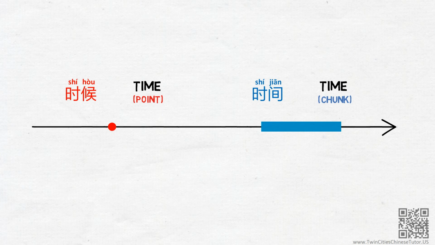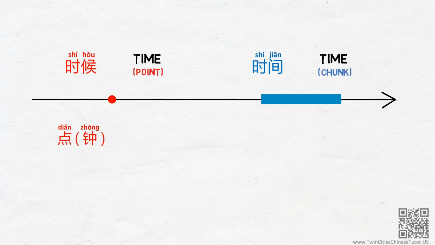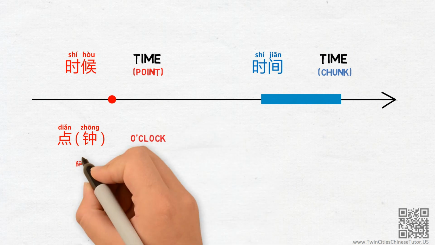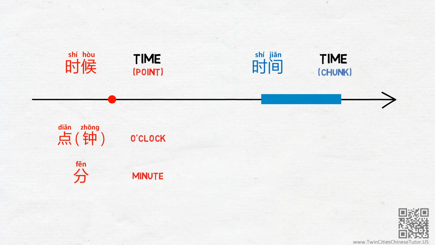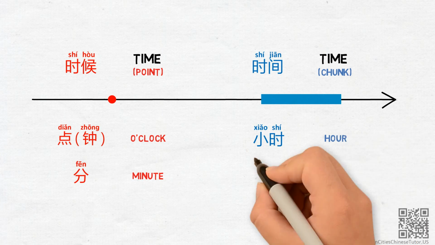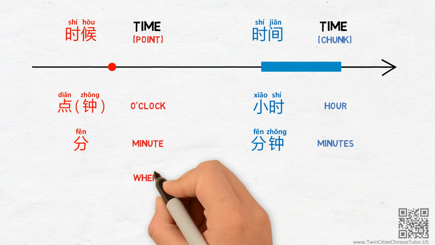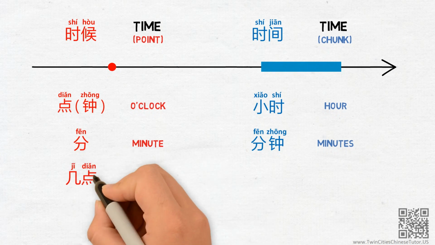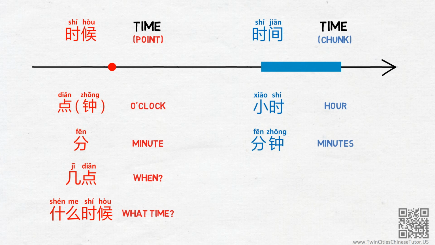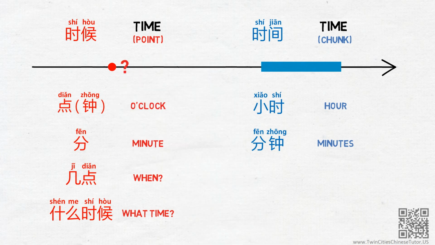Therefore, when we describe 时候, we would use words like 点 or 点钟, which means o'clock, or 分, which means minute. But to measure 时间, we would use words like 小时, which means hour, or 分钟, which means minutes. When we ask about the time, we would say 几点 or 什么时候. We're essentially asking about which point in time it is.